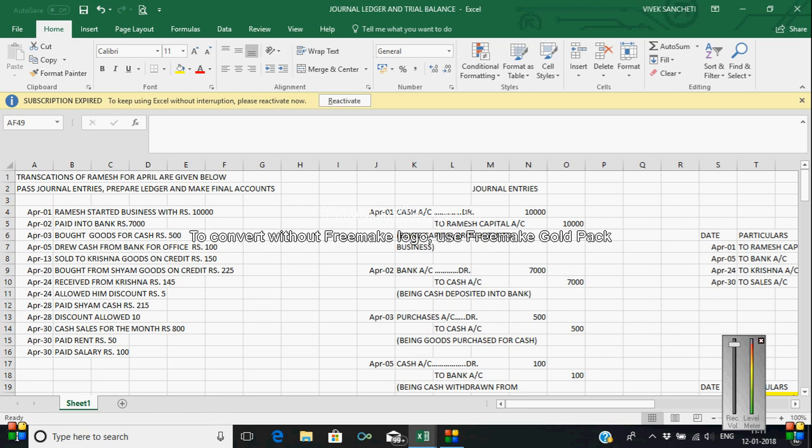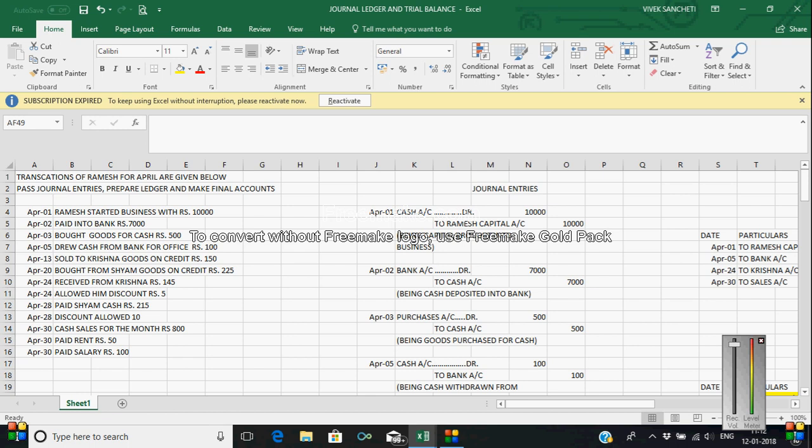For all those transactions from April 1 to April 30: Ramesh started business with rupees 10,000, paid into bank rupees 7,000, bought goods for cash rupees 500, drew cash from bank for office rupees 100, sold to Krishna goods on credit rupees 150, bought from Shyam goods on credit rupees 250, received from Krishna rupees 145, allowed him discount rupees 5, paid Shyam cash rupees 215, discount allowed rupees 10, cash sales for the month rupees 800, paid rent rupees 50, paid salary rupees 100.